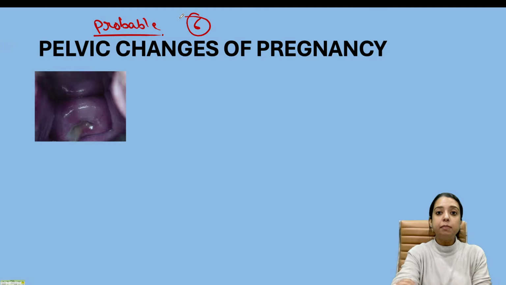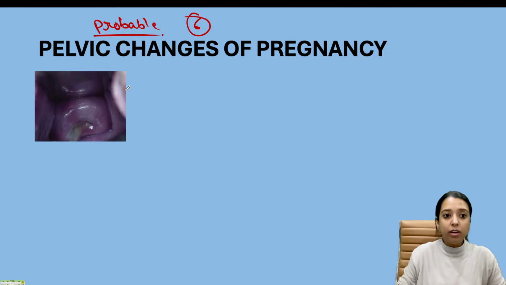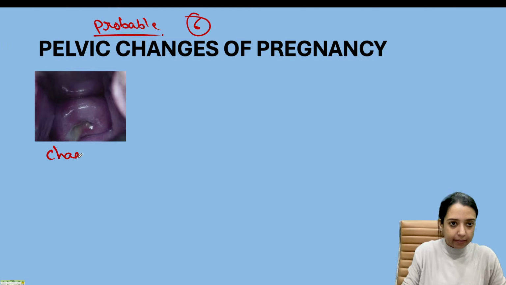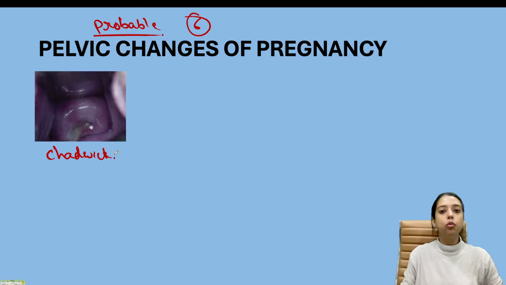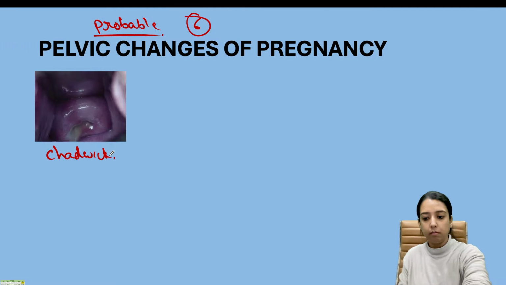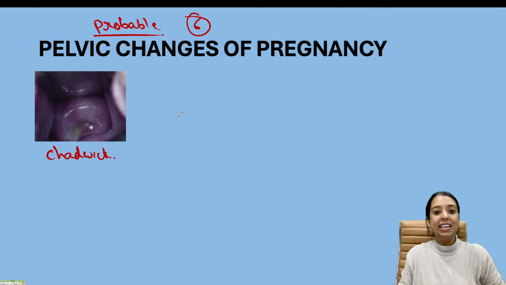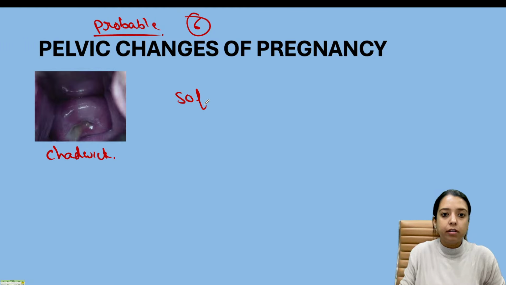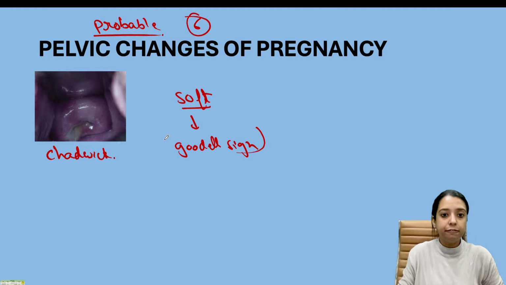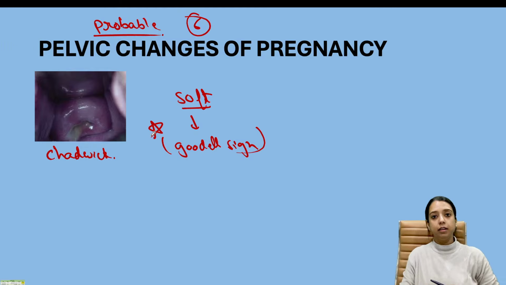First, the cervix becomes bluish. Not only the cervix, the cervix and vulva become bluish. This is Chadwick sign. The bluish discoloration of the cervix and vulva is Chadwick sign. Then the cervix becomes very soft. Goodell sign. It is the first pelvic sign that appears. It becomes very soft. Okay?